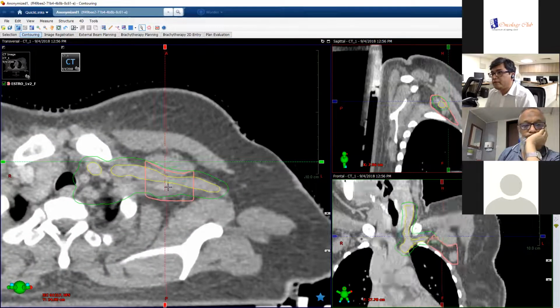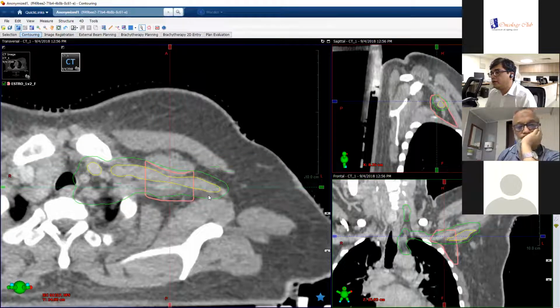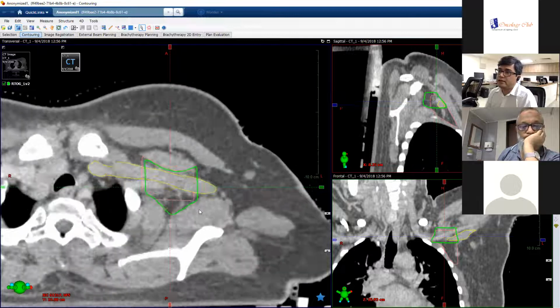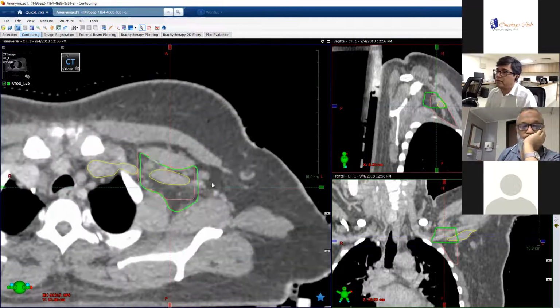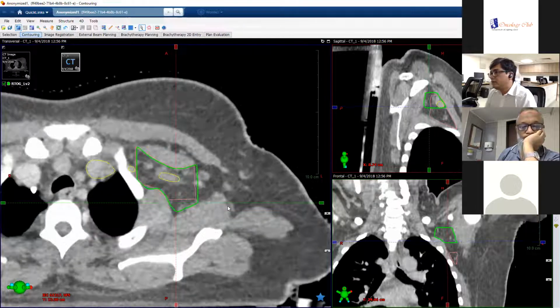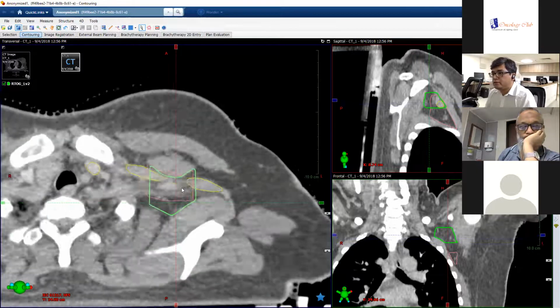There is one difference between the ESTRO and the RTOG in this particular region, because what the RTOG wants you to do is to treat like this. They want you to treat all the way up to the surface of the subscapularis muscle here and the latissimus dorsi here. And they want you to chase this region, this extra region. And they also want you to stop contouring where the vessels cross over.